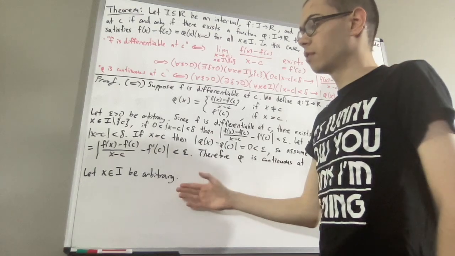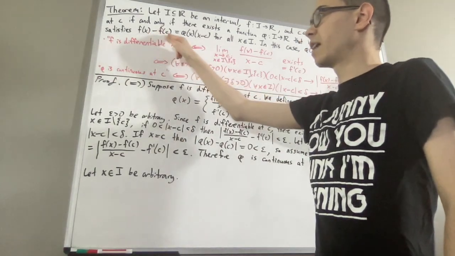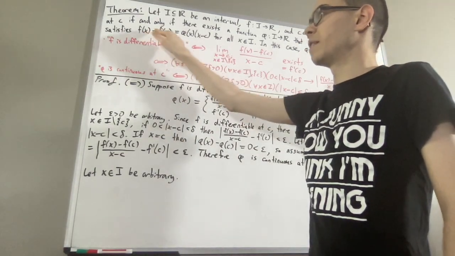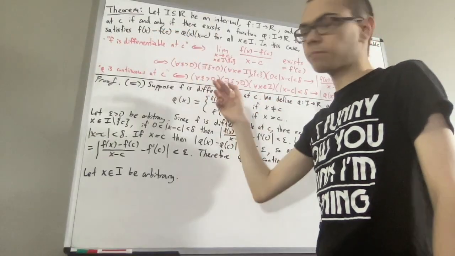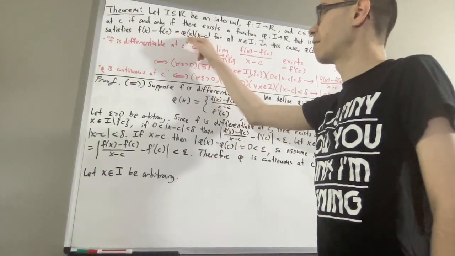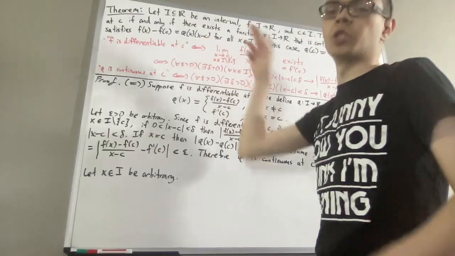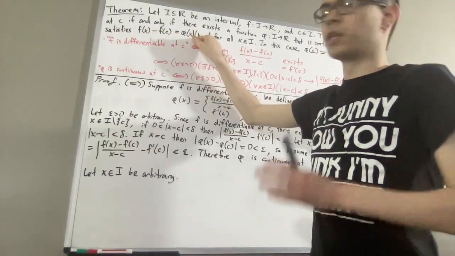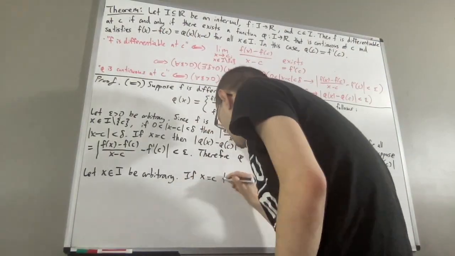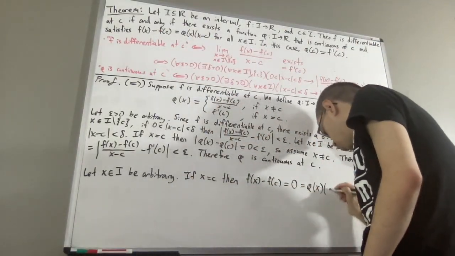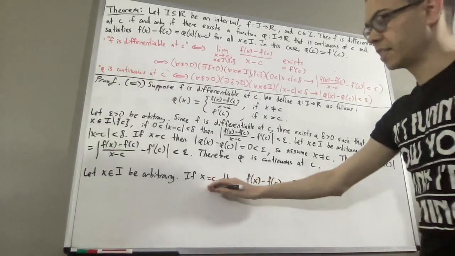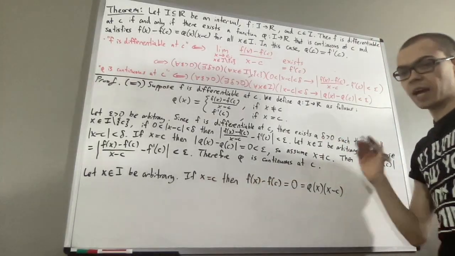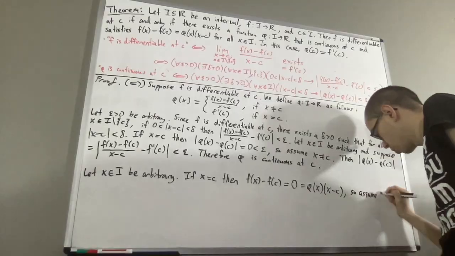If x is equal to c, well then the left-hand side becomes f of c minus f of c, which is equal to 0. And the right-hand side becomes phi of c times c minus c, which is also equal to 0. So both of these are equal to 0, and so they're equal. So this covers the case x is equal to c. Now let's consider the case x is not equal to c.